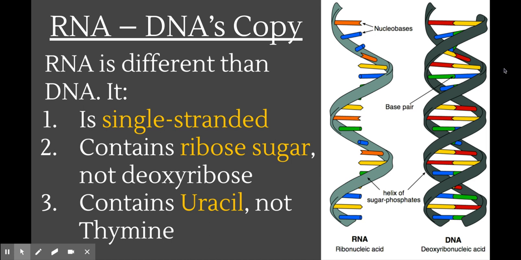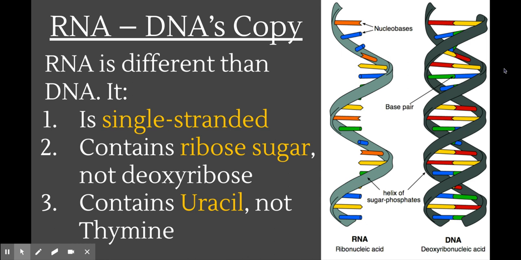RNA also contains a different sugar. It's not deoxyribose, it's just ribose sugar. So that's where the R and the D come from in RNA and DNA. DNA is deoxyribonucleic acid because it contains deoxyribose, and RNA is ribonucleic acid because it contains ribose. And lastly, RNA contains uracil anywhere where you would normally have a thymine if it were a DNA molecule. And that's it. Otherwise, they are the same thing. And really, the difference between ribose and deoxyribose is 1 oxygen atom, which is really not very much. So RNA and DNA are almost the same thing.